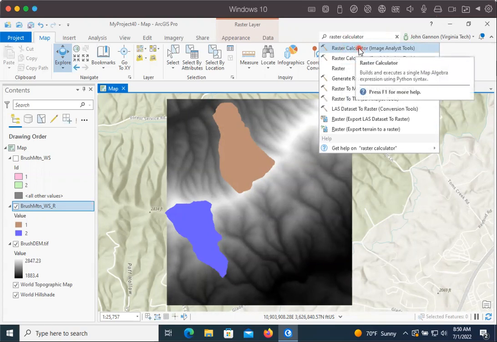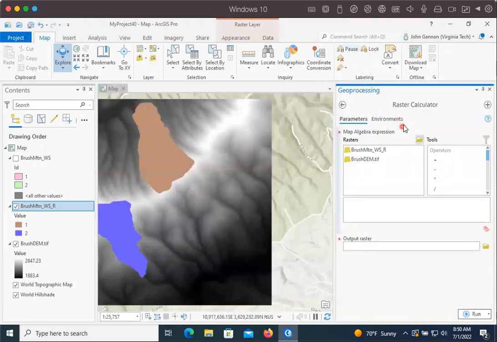So if we go to raster calculator, we can say, if we want these to equal one, one easy way to do that is to take the value in the cell divided by itself, and everything's going to be one. One divided by one is one, two divided by two is one.